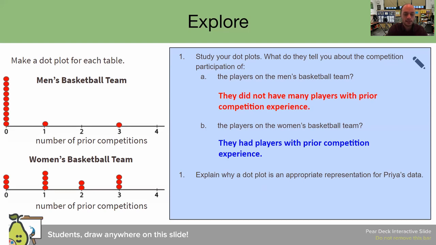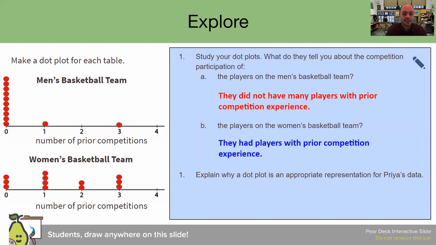Now, you can see here that they have players who had 1 competition, 2 competitions, even 3 competitions in the past. So they have already some experience. So they're coming to their team with some experience on how to handle the pressure and competitions and things like that. So that's really good. Now, the 2 answers that you see here, they're not the only ones. There's a lot of creative answers that you can also come up with.